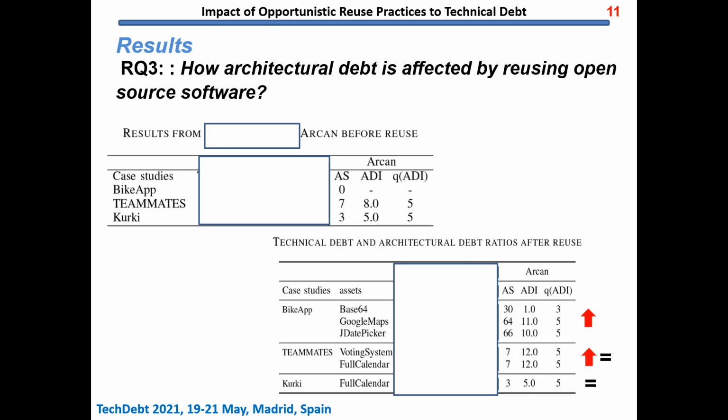So for Kurki, which exhibits the best results, the ratios remain the same, but we only reuse one component. The worst results belong to Bicap and Teammates. In the case of Teammates, we have the same number of architectural smells, and even the architectural smells remain the same, the debt increased because it worsened in terms of severity. And the worst results belong to Bicap because it increased the number of architectural smells and also the architectural debt index.